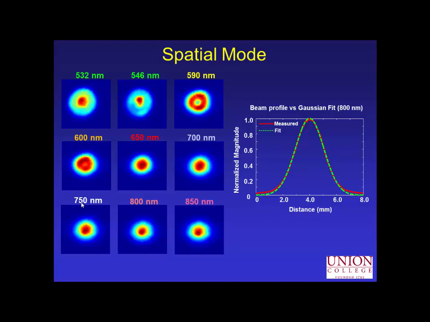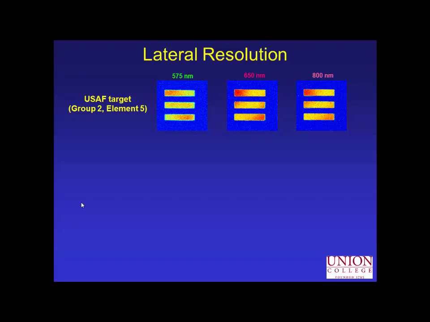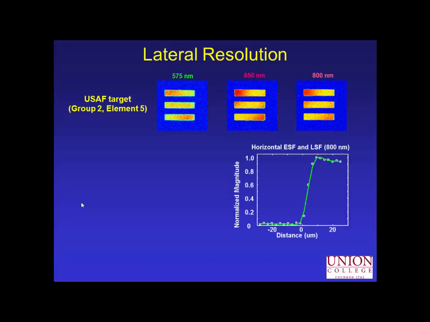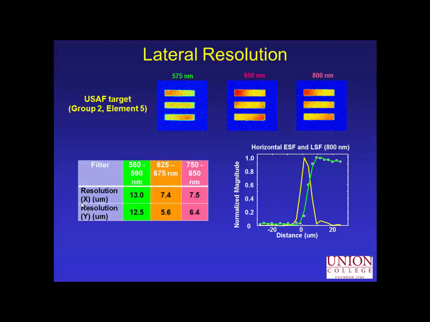Of course, what really matters is image quality, spatial resolution. So we imaged a USAF target at three different wavelength bands and then did the usual edge spread function and the derivative to get the line spread. The full width half max of that is how we define our resolution. And so we end up with these three cases. At the shorter wavelengths, the resolution is clearly not as good. It's about 13 microns horizontally, 12.5 vertically.